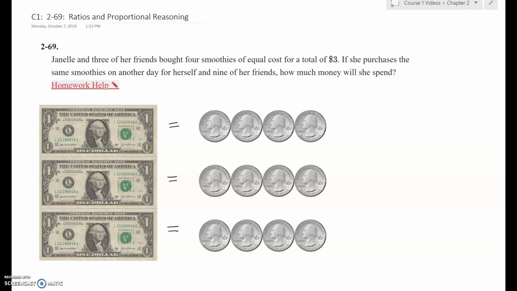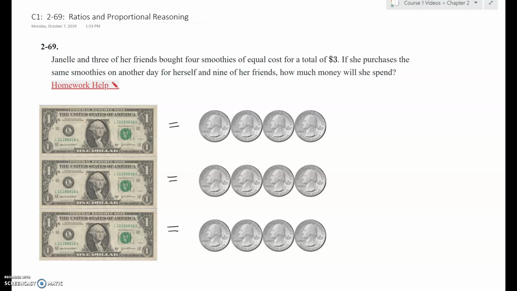This comes from Course 1, Chapter 2, Problem 69. It's about ratios and proportional reasoning. And it's about Janelle buying some smoothies with her friend. So you know that Janelle and 3 of her friends bought 4 smoothies of equal cost for a total of $3. So in total, the 4 smoothies cost $3, which is an incredible deal.